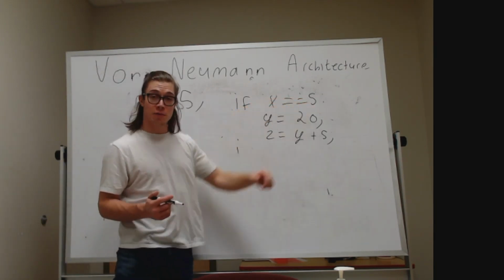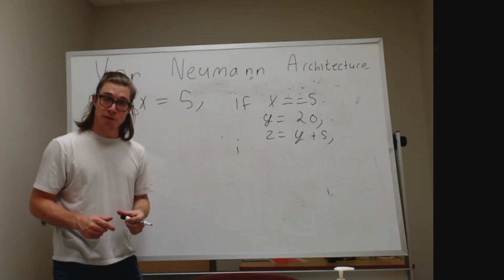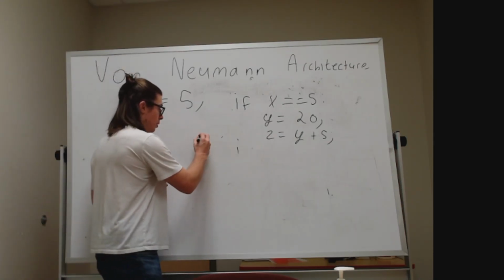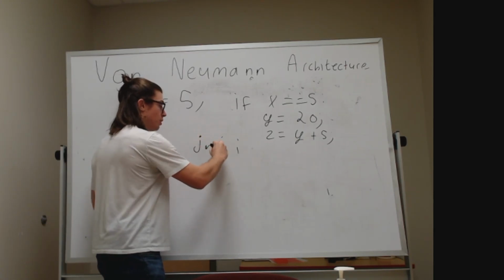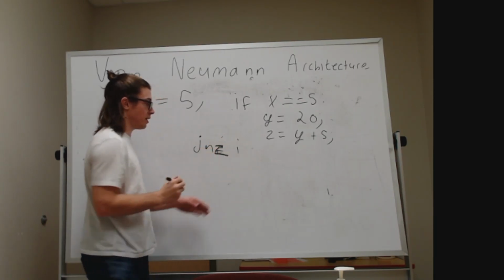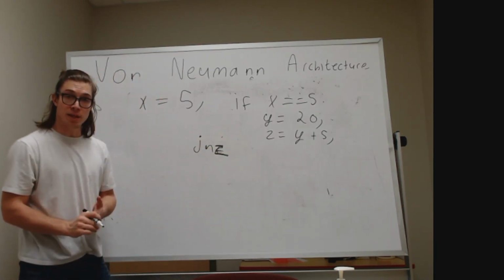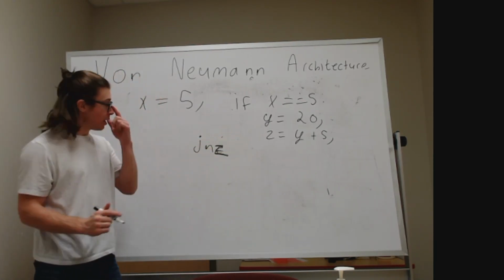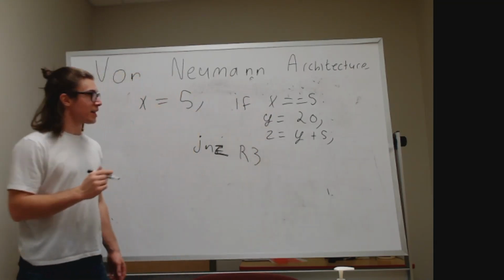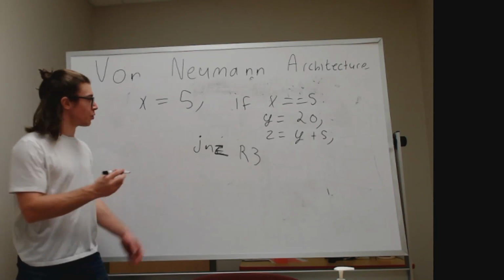Subtract 5 from the number in that register that we just loaded. Now that we have subtracted 5 from it, we can say jump if not equal to 0. I'm going to call that JNZ. So JNZ means jump if not 0, and that's going to be whatever register we stored the result of x minus 5 in. So let's say register 3.